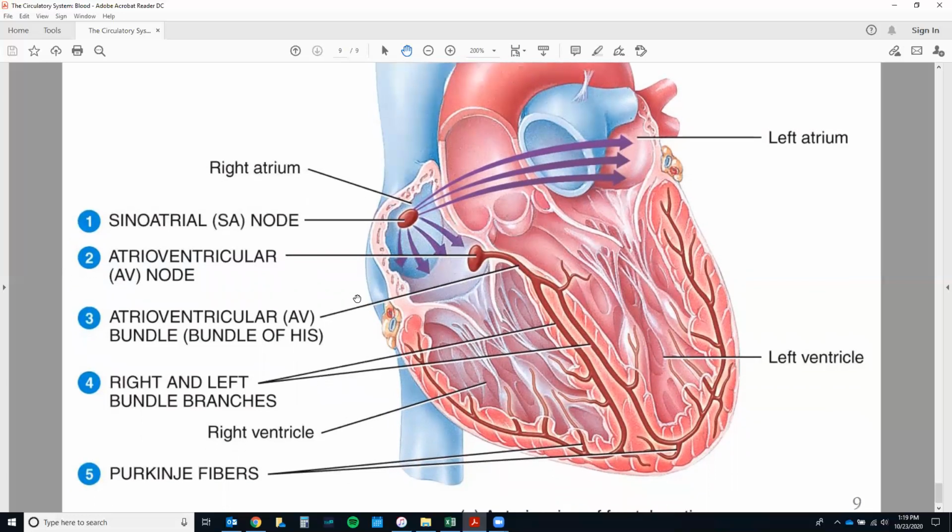As far as the picture goes, make sure you are able to identify those 5 different things that are labeled there, because they are very, very important to know.